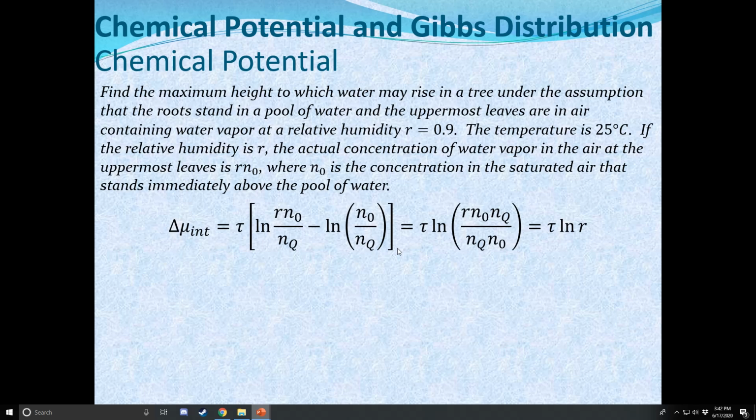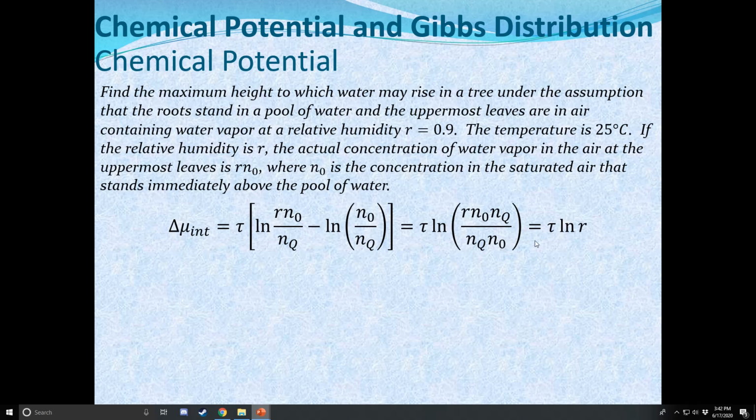So what we can do is use that equilibrium equation we had before, where the change in the internal is equal to the change in the external. The internal chemical potential is just the difference in the concentration equations. So we have n0 at the very bottom, and at the very top it's going to be Rn0. So I just replace that in.